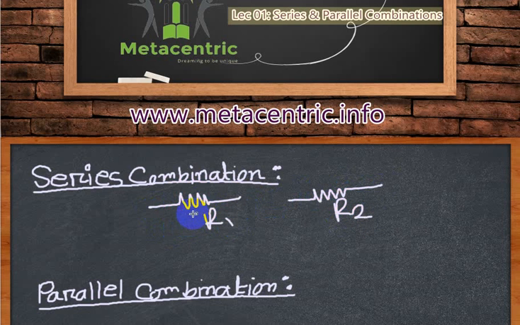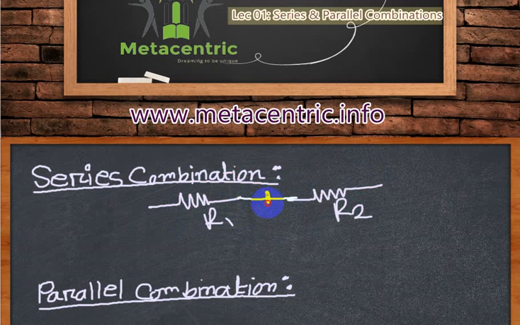Before that, we need to know that each resistor has two leads or two terminals. So let me color: this is the blue terminals of the R1 resistor and the green terminals are for the R2 resistor. Okay, I will remove the color now. If I connect the terminal on the right side of R1 and the terminal on the left side of R2 together simply like that, then this kind of combination is known as series combination.